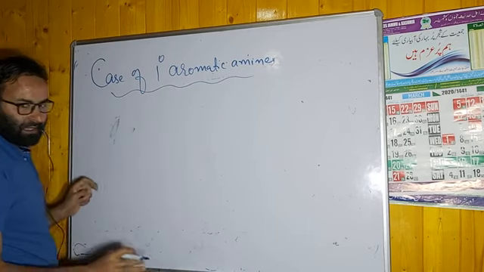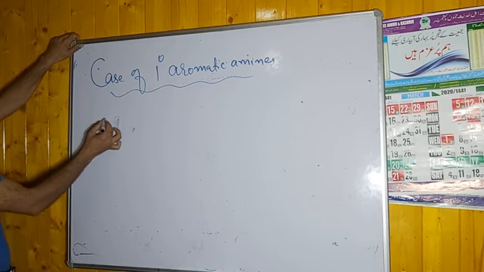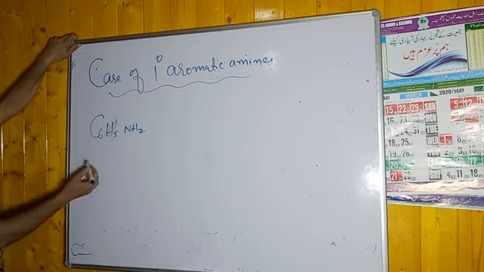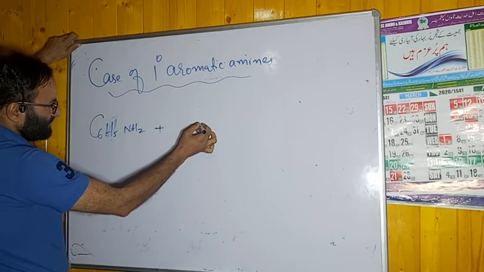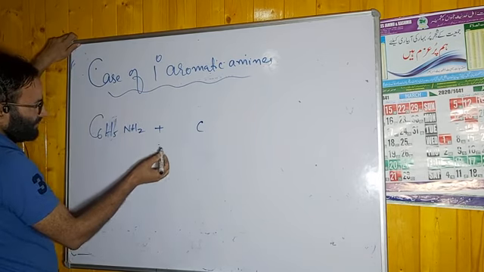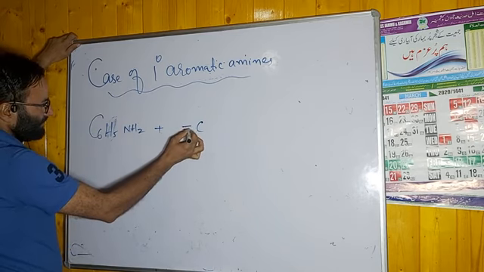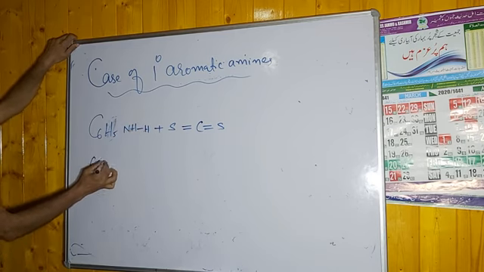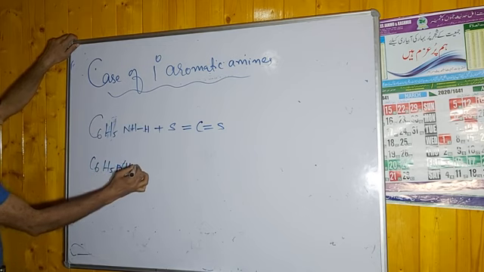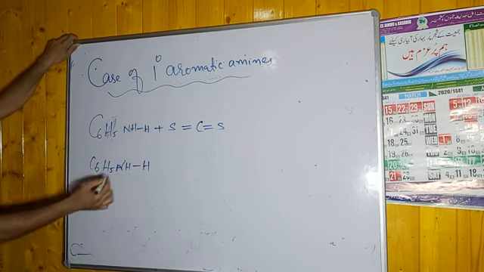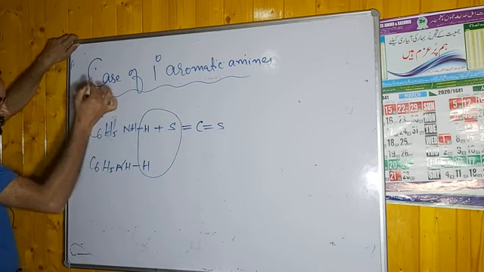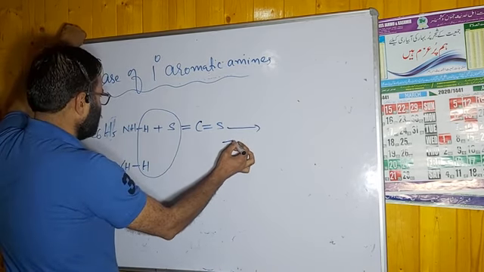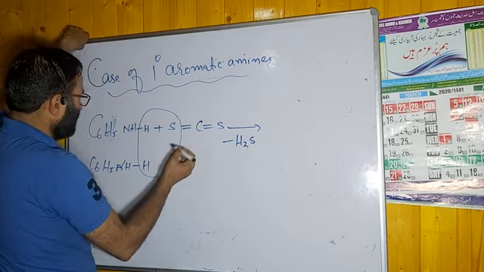Now we will see how aromatic 1 degree amines react with carbon disulfide. Dear students, let us take the case of aniline. C6H5NH2 is aniline, a 1 degree aromatic amine. You will have carbon disulfide, C double bond S, double bond S. I will take another aniline molecule, C6H5NH2. These two hydrogen atoms react with sulfur, minus H2S.